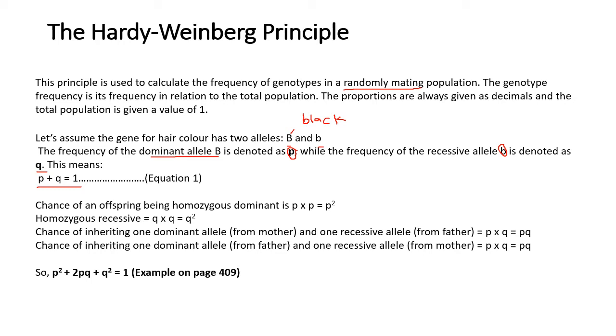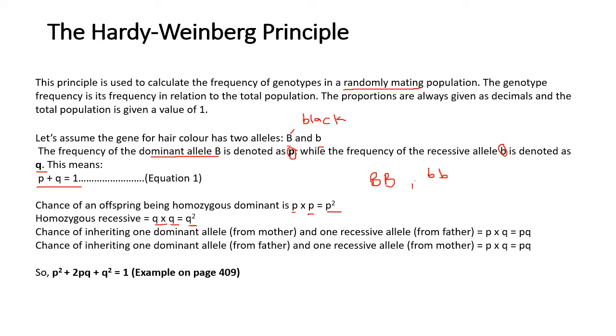Now, if we are dealing with a homozygous offspring, let's say homozygous dominant. Remember, black, the big B, is denoted as p for the sake of this equation. So if we have a homozygous dominant, we're going to have p and p, because we would write the alleles as big B, big B. So we're doing p times p, and that gives us p squared. Same thing if we have a homozygous recessive, the denotation would be small b, small b. In this case, that's q times q, which gives us q squared.